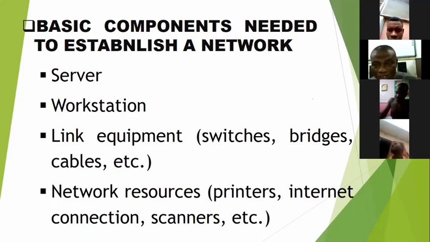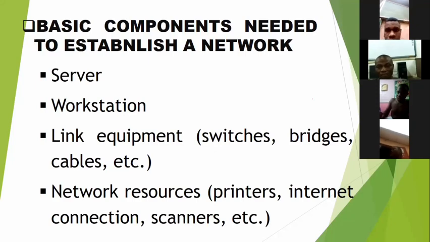Then you have the workstation, a class of computers on the network that can function as if they are the same, as if they are in the same category. They have the same processing speed and the same memory capacity, and they work as a group to deliver what is needed. They are called a workstation. Then you have link equipment.